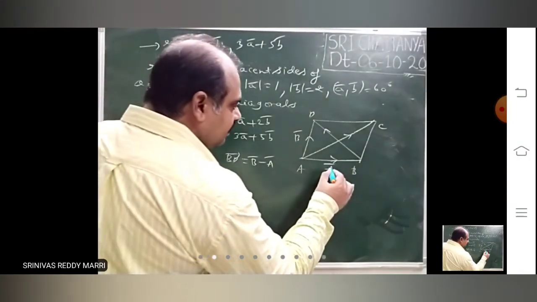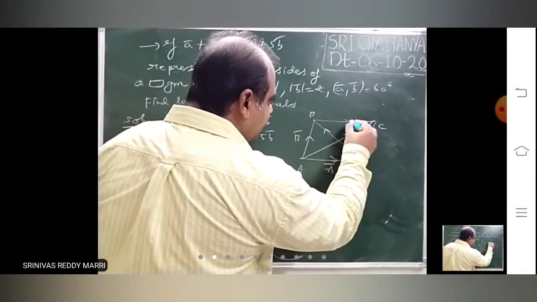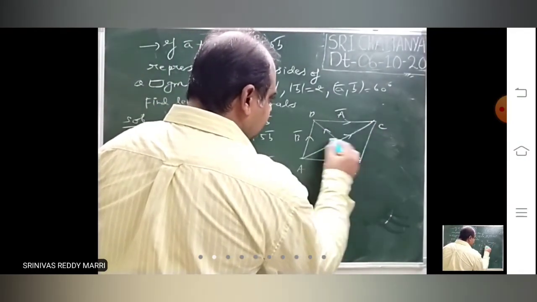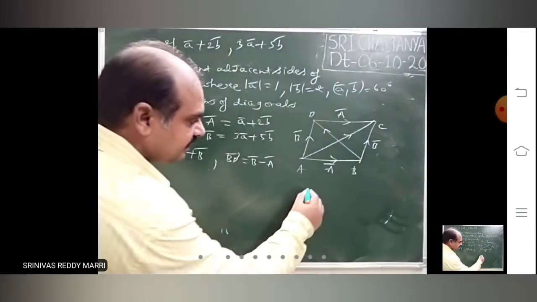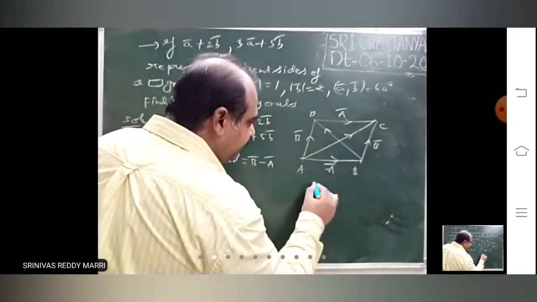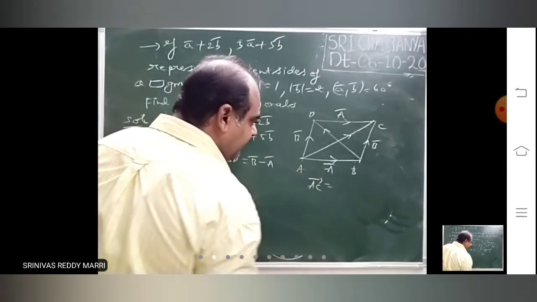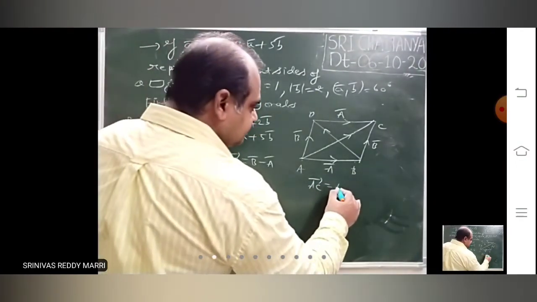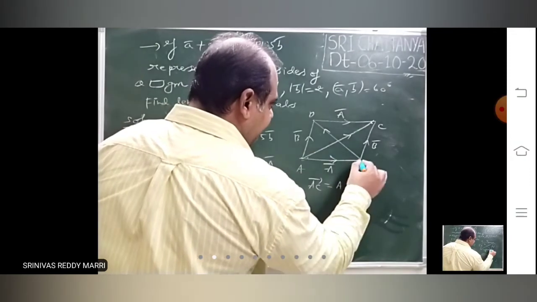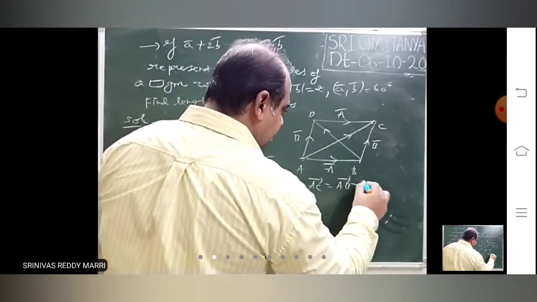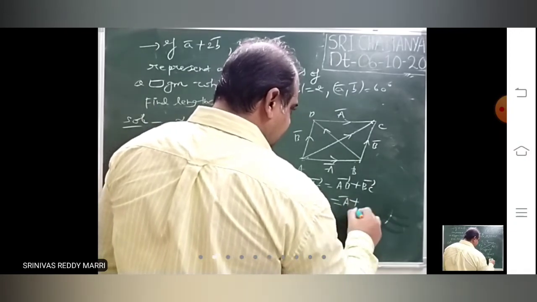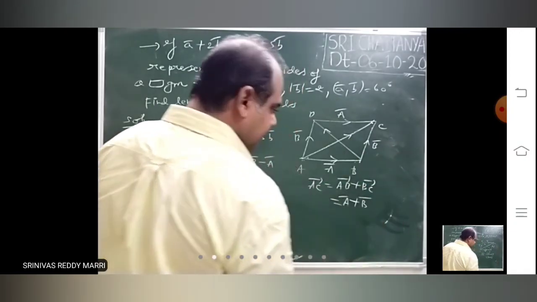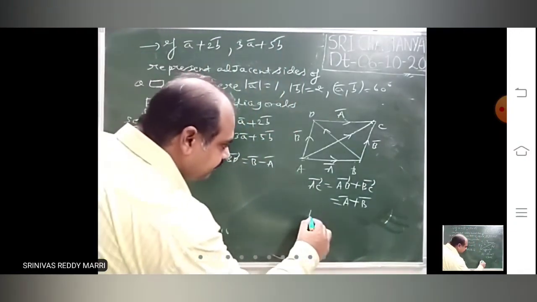If you don't know, look at how to calculate. This is A bar, so this is also A bar. This is B bar, so this is also B bar. You can easily calculate. From the triangle ABC, if you are not remembering, you have to calculate like this: AC bar is nothing but AB bar plus BC bar. AB bar is A bar, and this is B bar. That is AC bar.